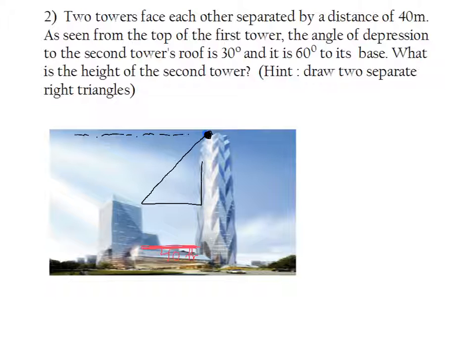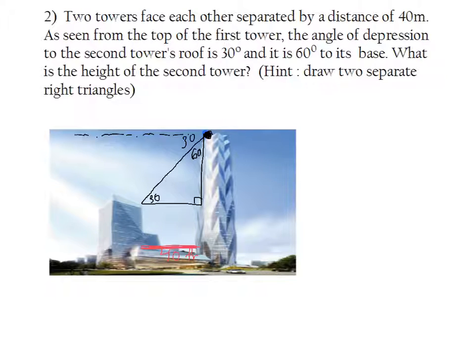So we're going to create a little triangle here, like that. It says looking to the second tower's roof, that angle of depression is 30 degrees. That means this is 30 right here. But more importantly, for me, that means this is 60. And I have myself a nice little 30, 60, 90 triangle.